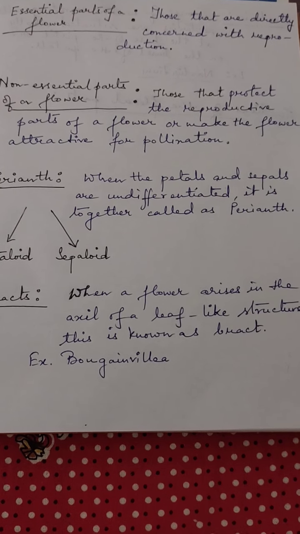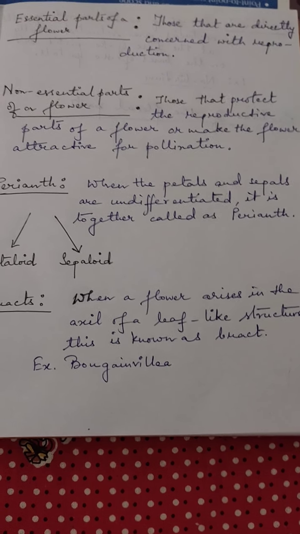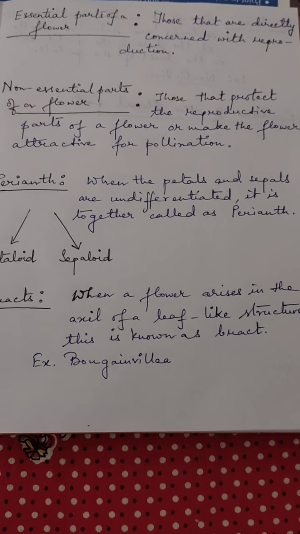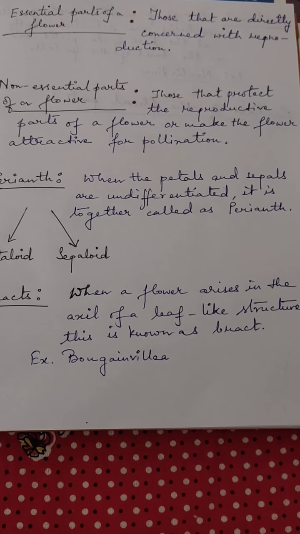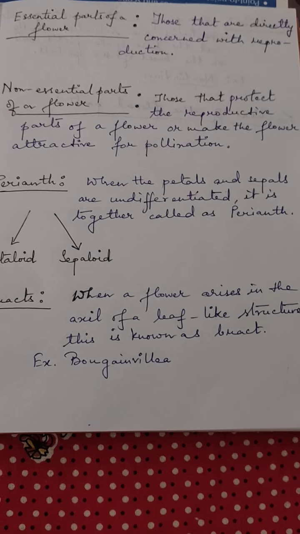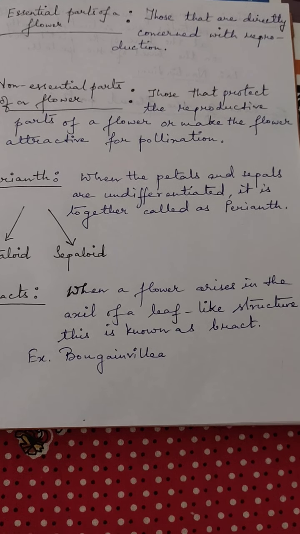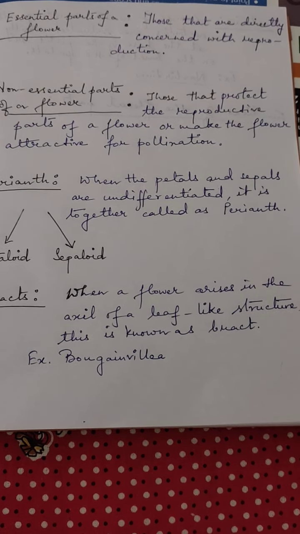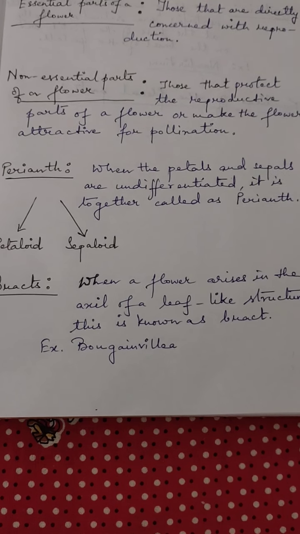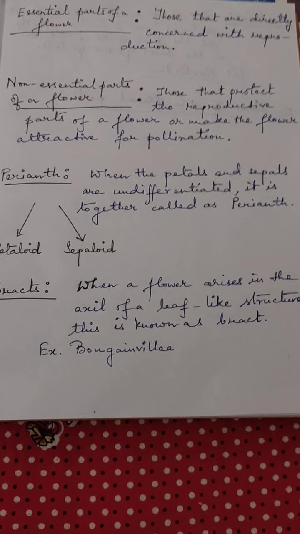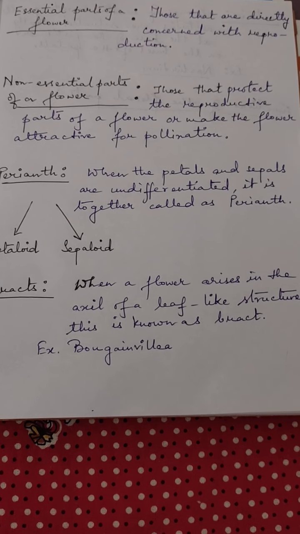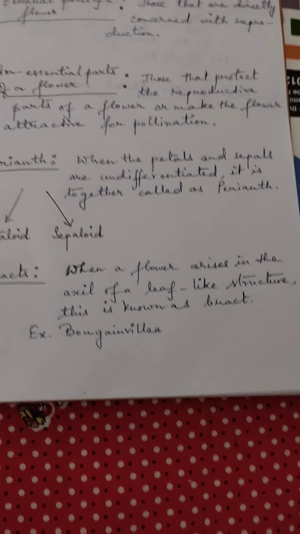Another very important term which we need to know in this chapter is perianth. When the petals and sepals are undifferentiated, they are together called perianth. In certain flowers, we can see an undifferentiated structure where we cannot differentiate or separate petals and sepals. We call them perianth. The perianth is of 2 types, petaloid and sepaloid. Petaloid means they are colored and sepaloid means they are always green in color.